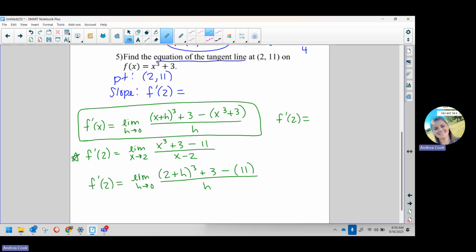Raise your hand if you did the middle one. Raise your hand if you did the first one and then plugged in. Okay, so we have multiple ways.